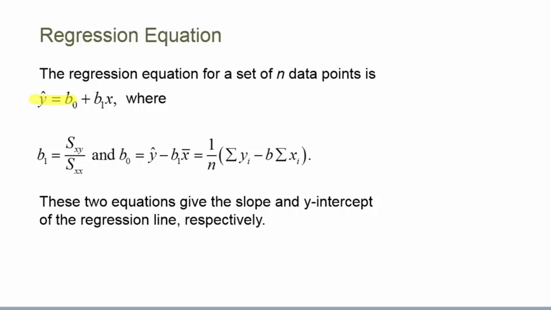y hat equals b sub 0 plus b sub 1 x, which is basically slope-intercept form of a line, where b sub 0 is your y-intercept b and b sub 1 is your slope m. You need to make sure that you specify your regression equation as y hat, since y equals means you have a line that perfectly fits your data, whereas y hat means we have a line that best fits our data.